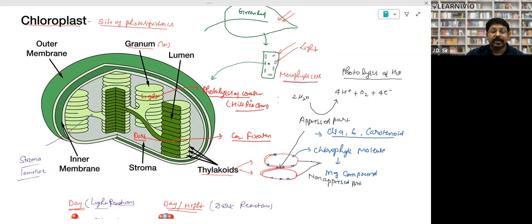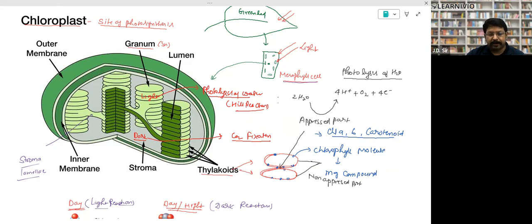And what is the light reaction? The light reaction is also known as the photolysis of water, meaning breaking of the water molecule. It is also known as the Hill reaction. So the light reaction is also known as the Hill reaction. This is nothing but photolysis of water. So these are the thylakoids.